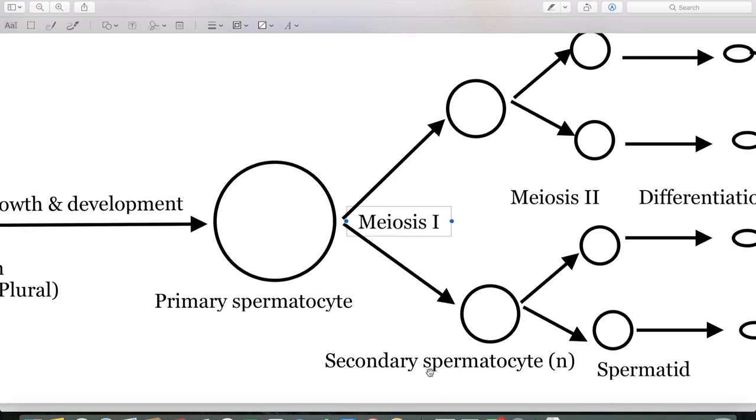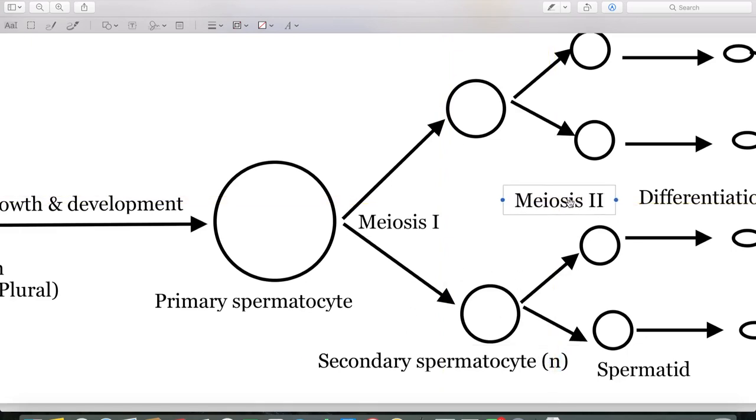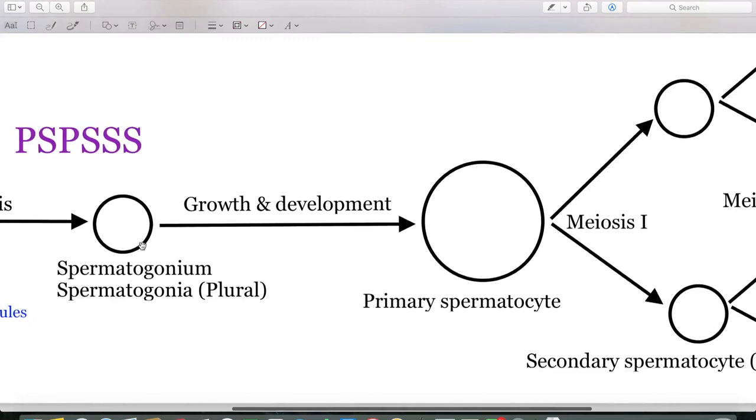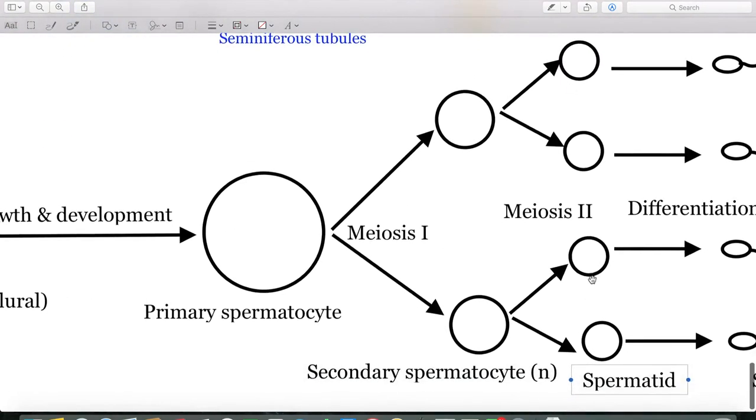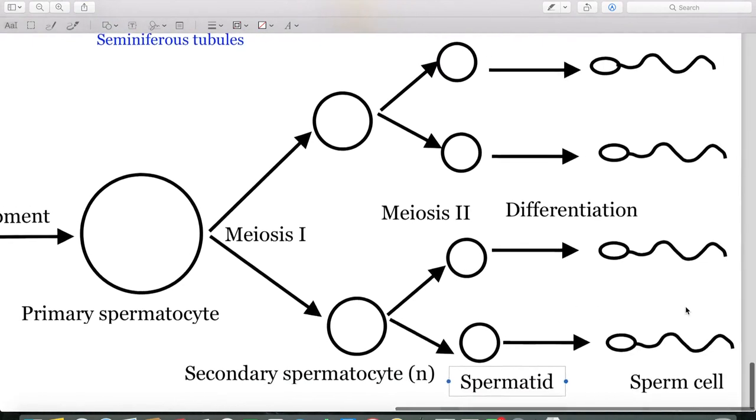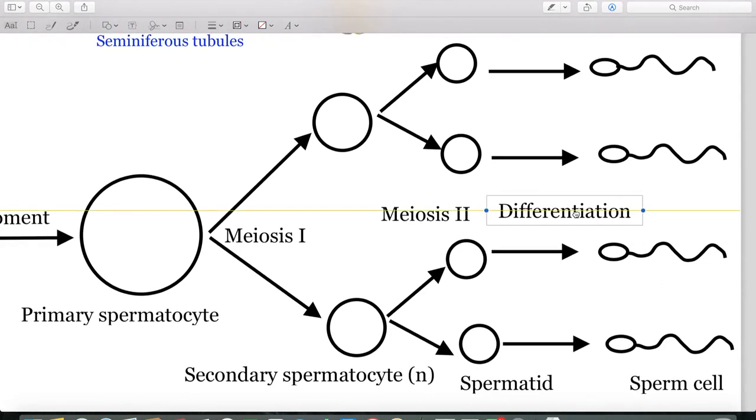Now you have the secondary spermatocyte, which is already haploid in number. This secondary spermatocyte will go through meiosis 2 and complete the cell division of meiosis, and become spermatids. So every spermatogonium will produce 4 spermatids at the end, and each spermatid will later go through differentiation in order to produce the sperm cell. Ta-da! So you have the sperm cell here.